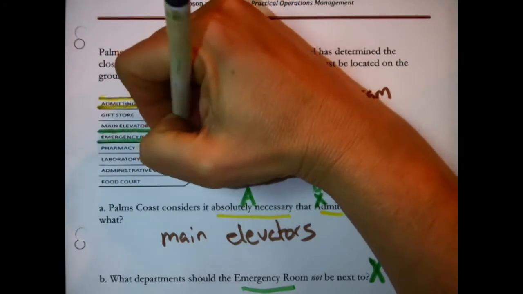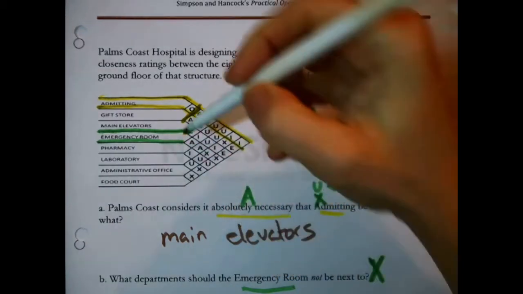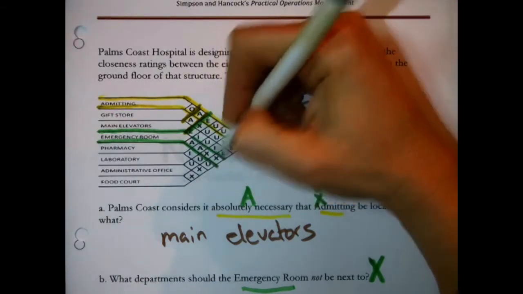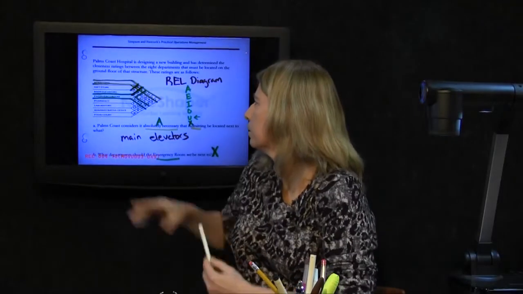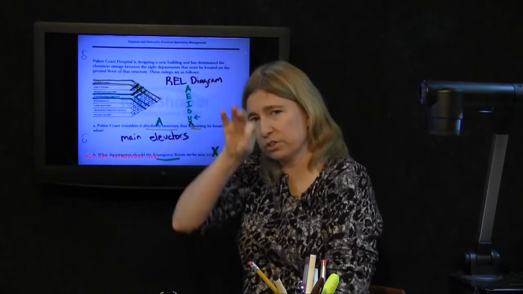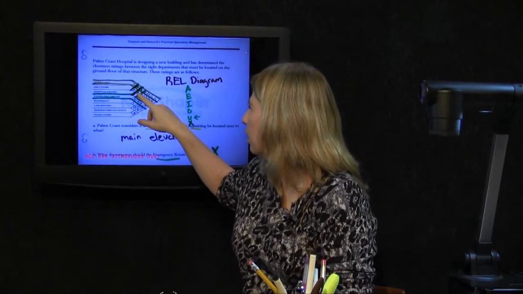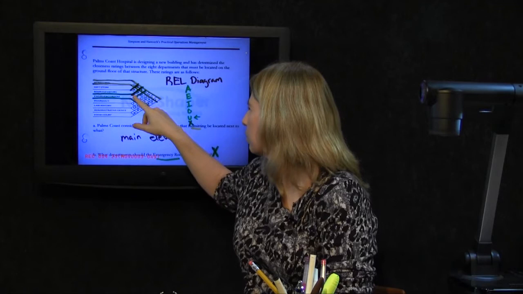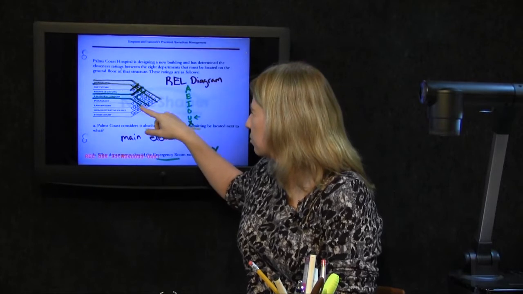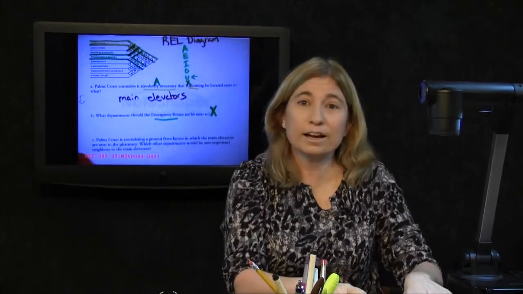Now, how do you read the diagram? What are its closeness ratings? Here's how you do it. Look up that way and down this way. These are the emergency room's closeness ratings. Look in those two bands, because it's in the center, and find the X's. I see one X right there. I trace it up. Gift store. I see two more X's on the lower leg, so to speak. I trace them down. They belong to the bottom two rows where the administrative office and the food court are located. That answers the question.